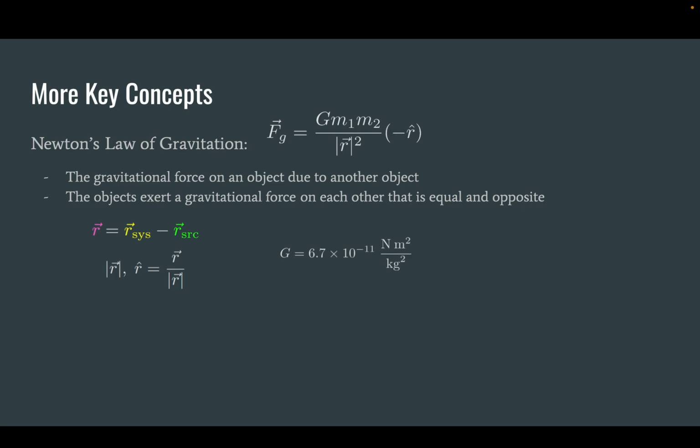Last is Newton's law of gravitation, which gives us an equation relating the masses of two objects and their distance between them to the gravitational force on an object. It follows Newton's third law, so the forces from the objects on each other are equal and opposite.